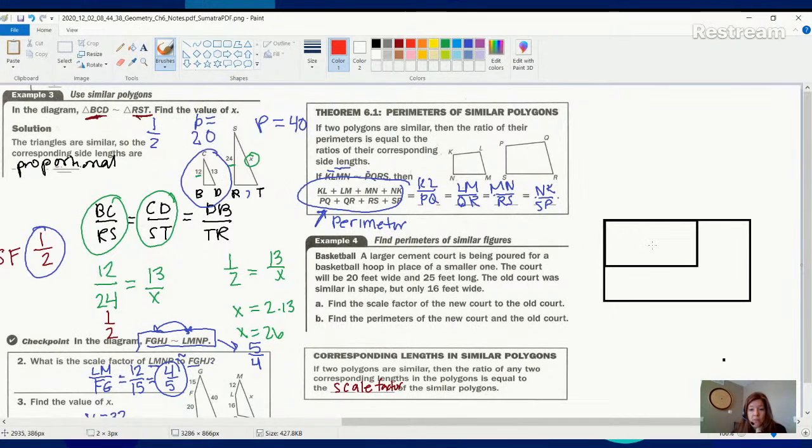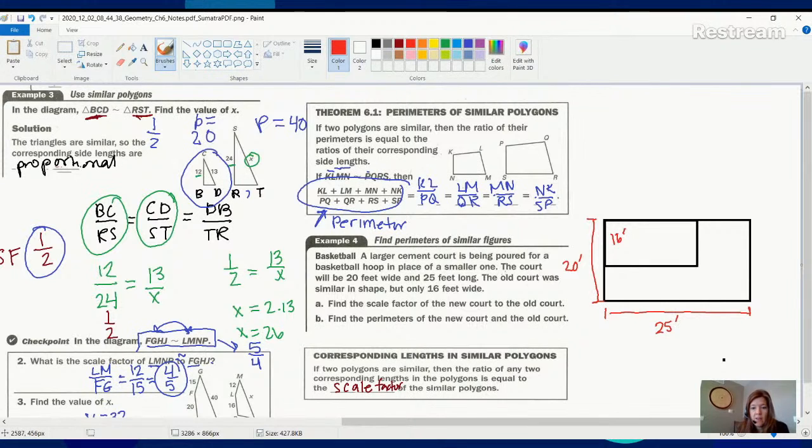So the new court will be 20 feet wide and 25 feet long. The old court was similar in shape, but only 16 feet wide. So my old court was only 16 feet wide. I'm going to put that on the inside. And my new court is going to be 20 feet wide. And then the new court is going to be 25 feet long.